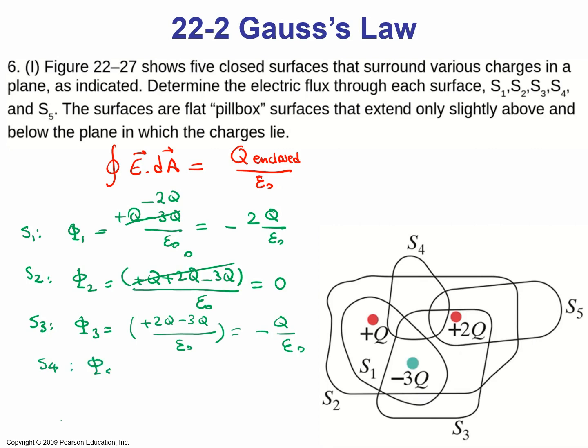For surface 4, the flux is the enclosed charge, which is 0. There is no charge enclosed, therefore there is no flux. So the net flux through this area, S4, is 0. For the fifth surface, phi 5 is equal to the total charges enclosed, which is 2Q divided by epsilon naught.